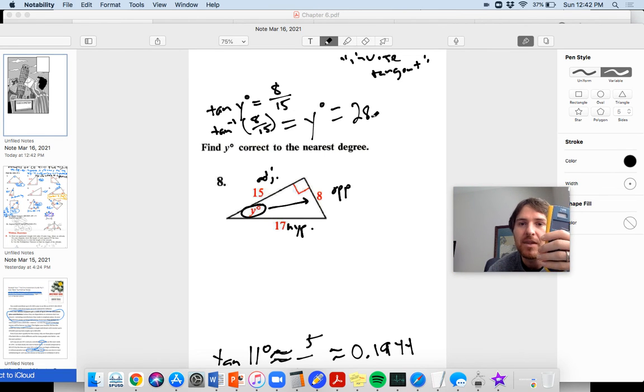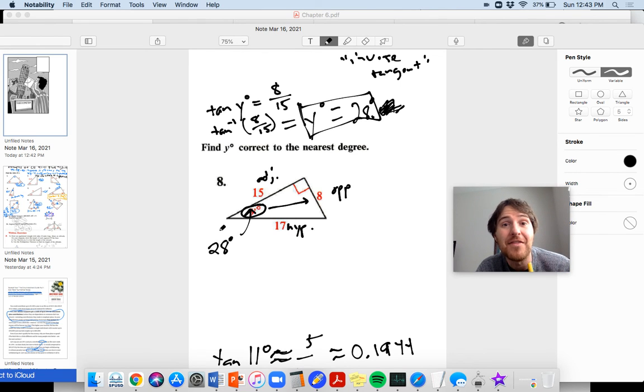So here is how I can get my answer. It says find it correct to the nearest degree, so I'm just going to do 28 degrees here. Y degrees is 28 degrees. So this is approximately 28 degrees, and that's your answer to number 8 on that problem set.